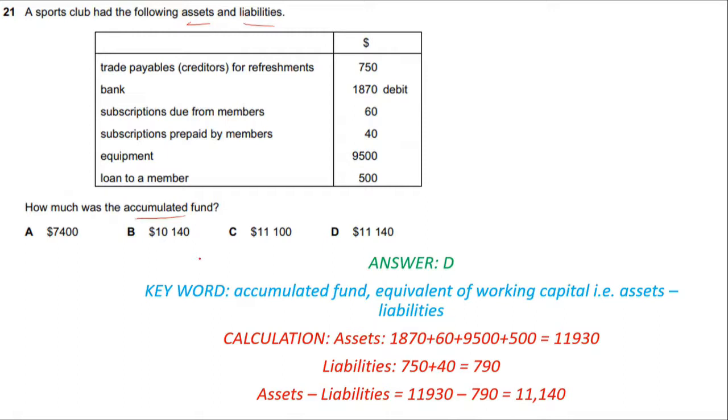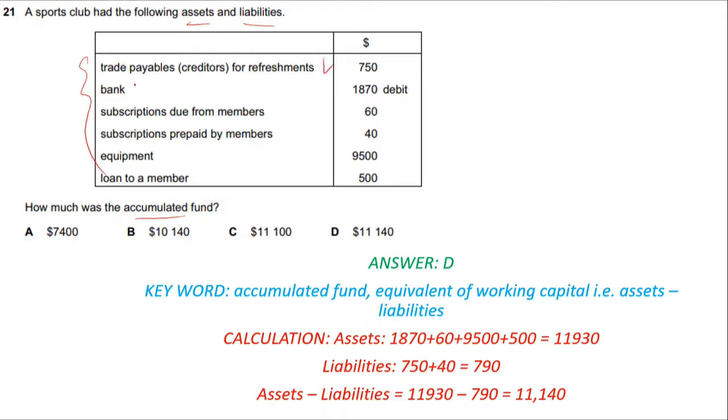Accumulated fund is very much equivalent to the working capital of a normal business, a trading business or a service business. There are different types of organizations, right? In this case, they are a sports club. They prepare the same type of financial statements. It's just that the names are different. So accumulated fund is just the difference between assets minus liabilities. In this question, you would just spot assets and liabilities and then take the difference.